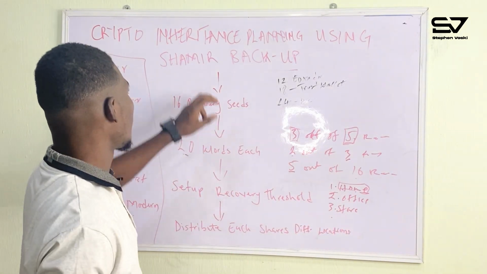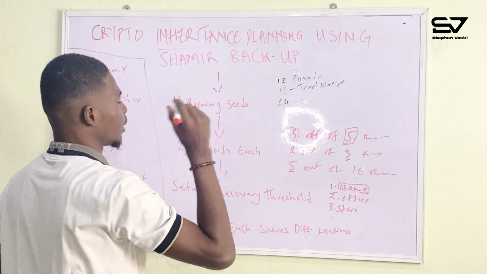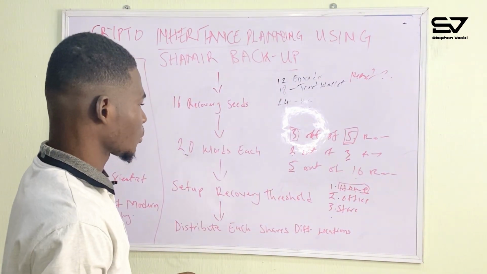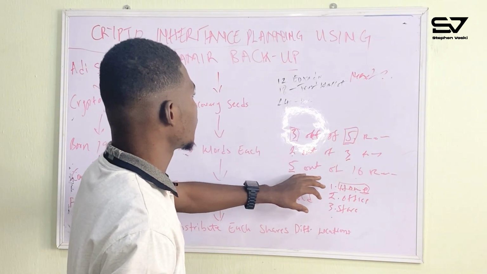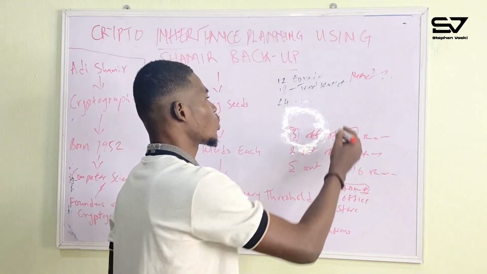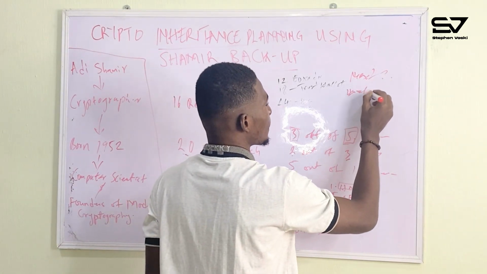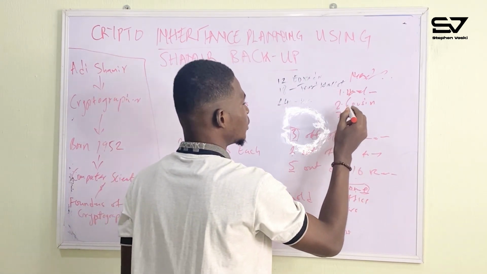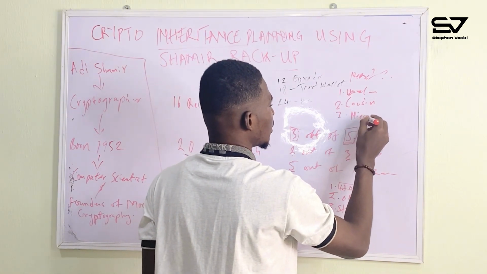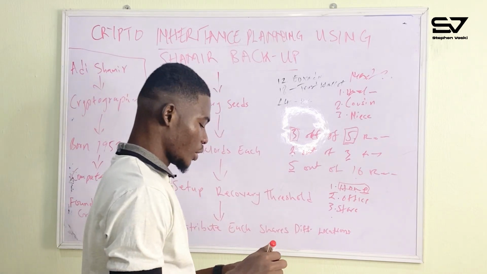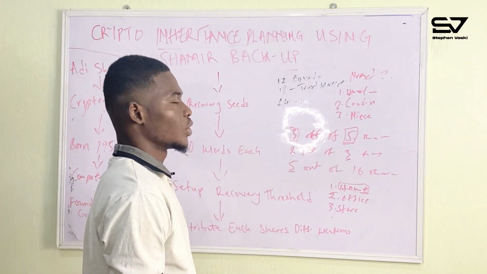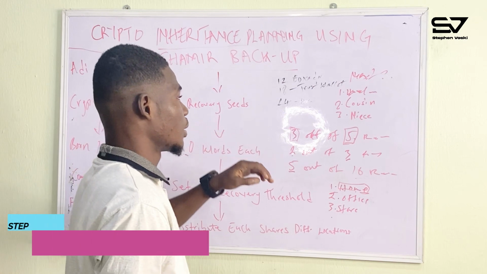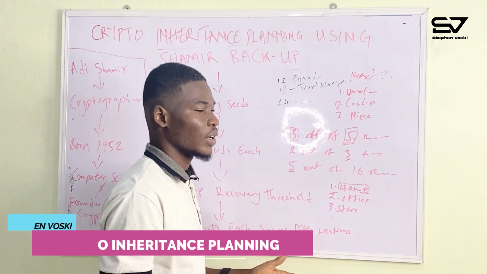Now talk about inheritance, next of kin. You can decide to share the seed phrases with different people. You can give your uncle one, you give your cousin one, you give maybe any of your nieces or nephews one. You tell them to keep this safe for you, just in case. You don't need to tell them how you can recover this.